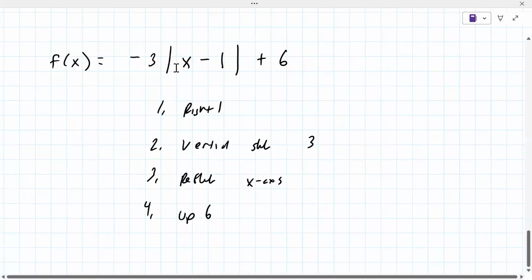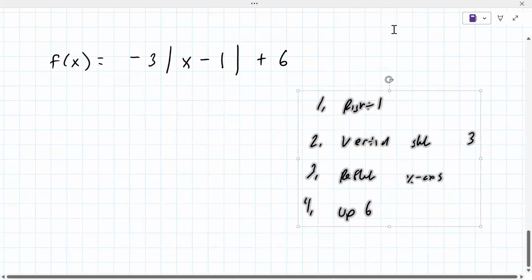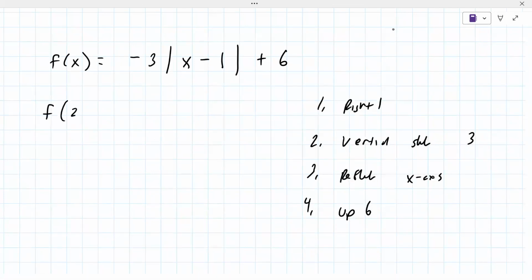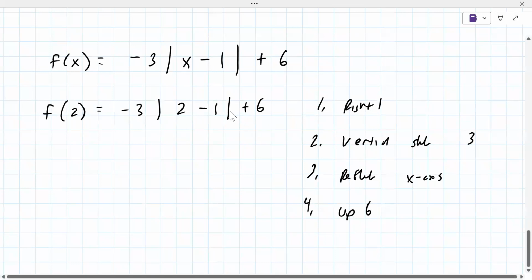Now, how do we know that that is the order? That's a really important question. We're going to answer it by evaluating f of 2. Tell me what you do first when you evaluate f of 2 after you put the number in. After you put the number in, you do 2 minus 1, which is 1. So which transformation does that correspond to? Right 1.